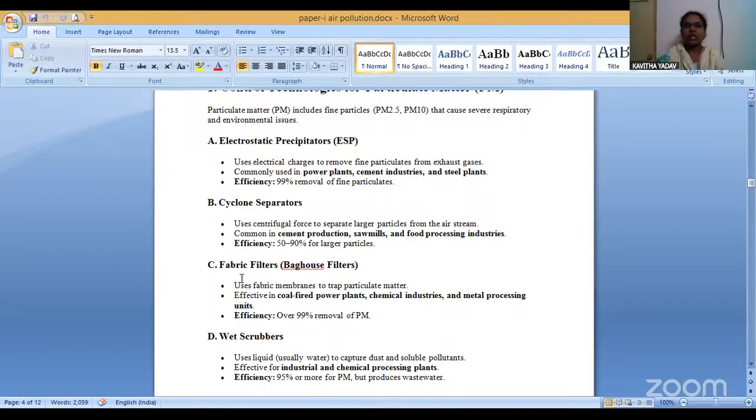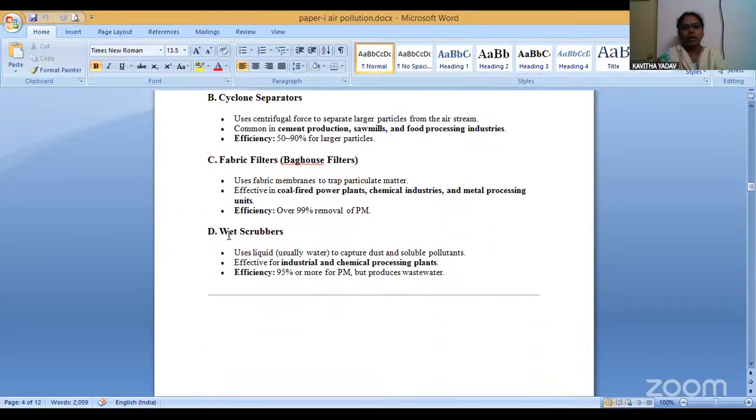Then coming to the next one, wet scrubbers. They use a liquid, usually water, to capture dust and soluble pollutants released from industries like chemical processing plants. The efficiency is up to 95% or more for particulate matter, but they produce wastewater.